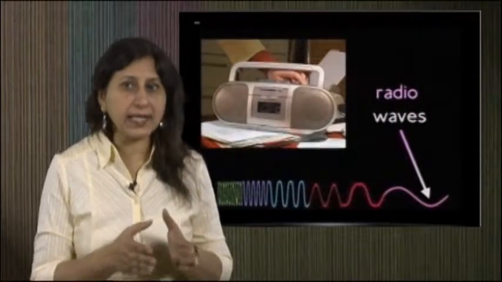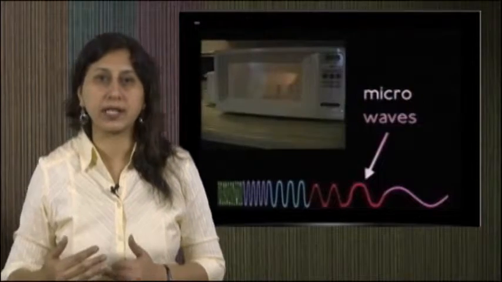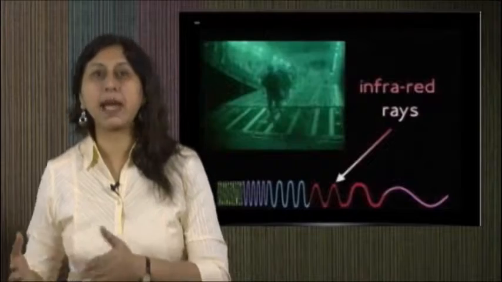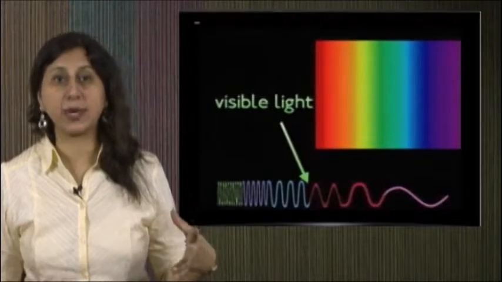The electromagnetic spectrum includes, from longest wavelength to shortest, radio waves, microwaves, infrared, optical, ultraviolet, X-rays and gamma rays.